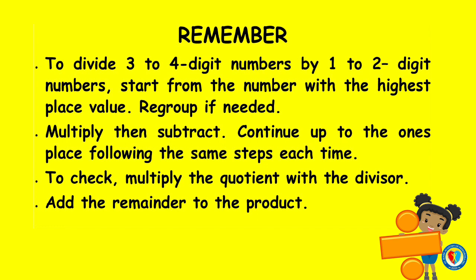Before we end, always remember to divide 3 to 4 digit numbers by 1 to 2 digit numbers. Start from the number with the highest place value. Regroup if needed. Next, multiply, then subtract. Continue up to the ones place following the same steps each time. To check, multiply the quotient with the divisor. And last, add the remainder to the product.